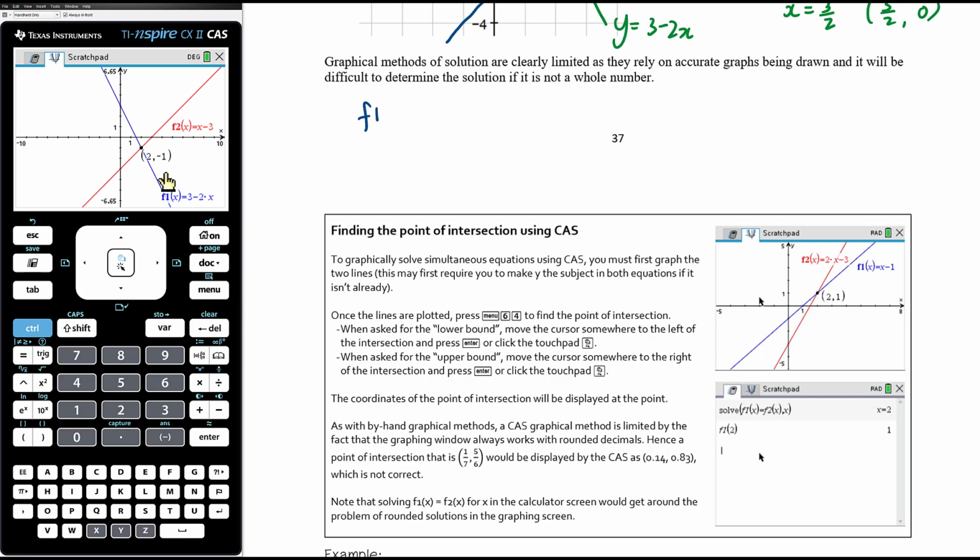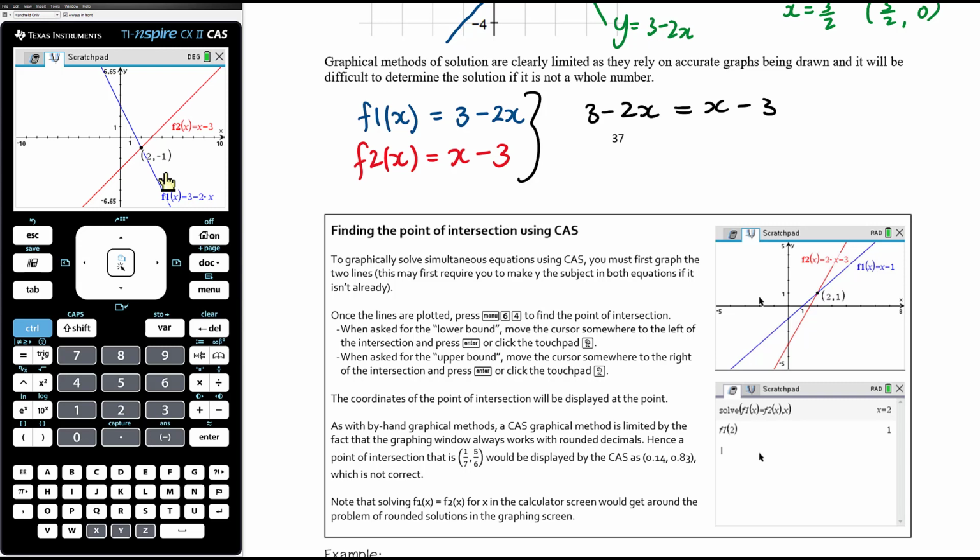So I have in my CAS, f1 of x is the equation 3 minus 2x, and f2 of x is the equation x minus 3, and I want to find where those two things are equal to each other, okay, where they intersect. So I want to solve 3 minus 2x equals x minus 3. That's going to tell me where they cross, but I don't need to type that because in my CAS I've already got those things already called things. So I can just type, I want function 1 to be equal to function 2.